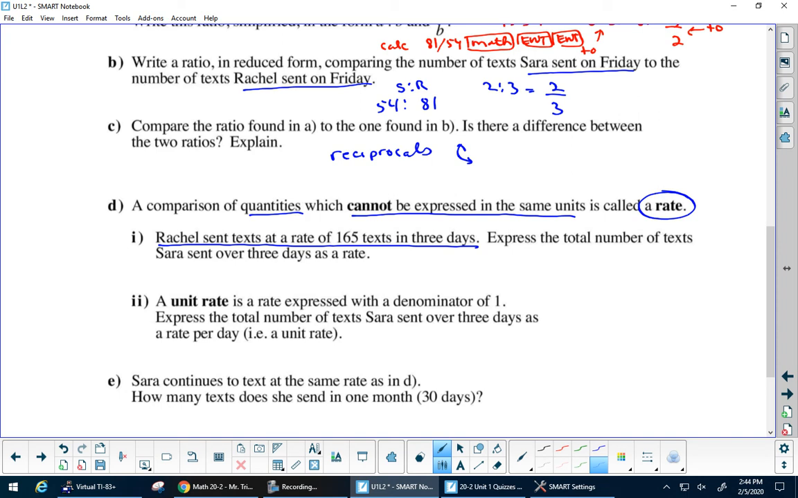So Rachel sent 165 texts in 3 days. See how those must have units. That is a rate. So a rate has units, and they're going to be different units.